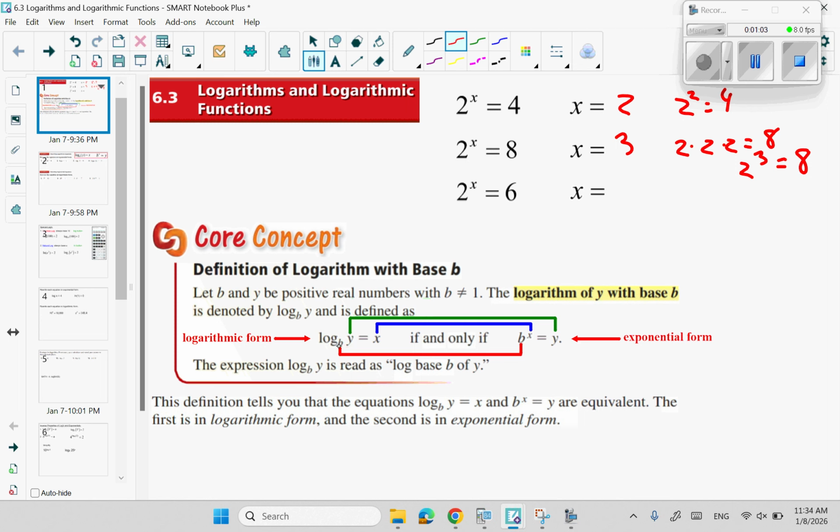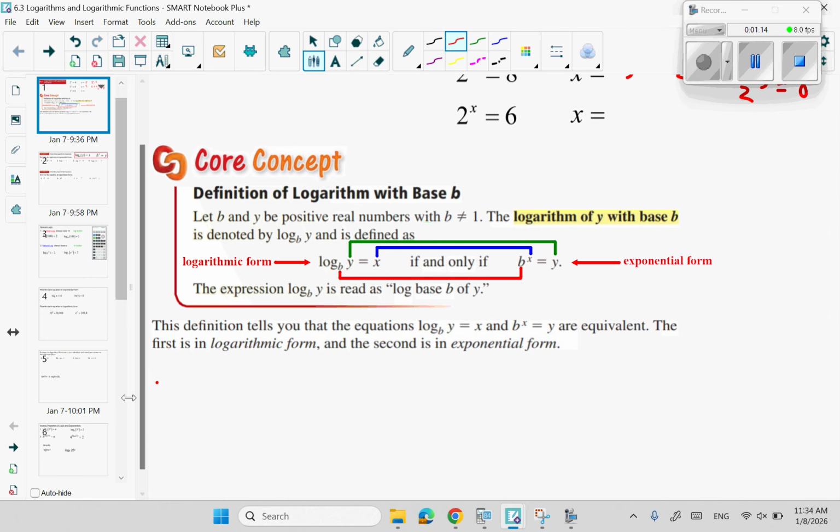So log base b of y equals x if and only if b to the power of x equals y. So if I'm talking about this last one, we just had 2 to the x equals 6. That is the same thing as log base 2 of 6 equals x.